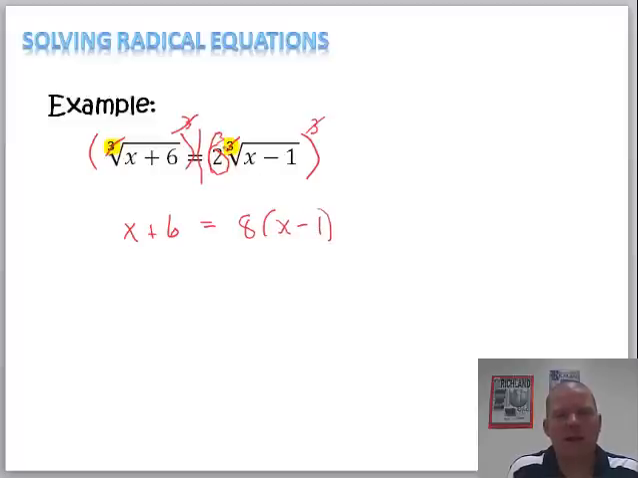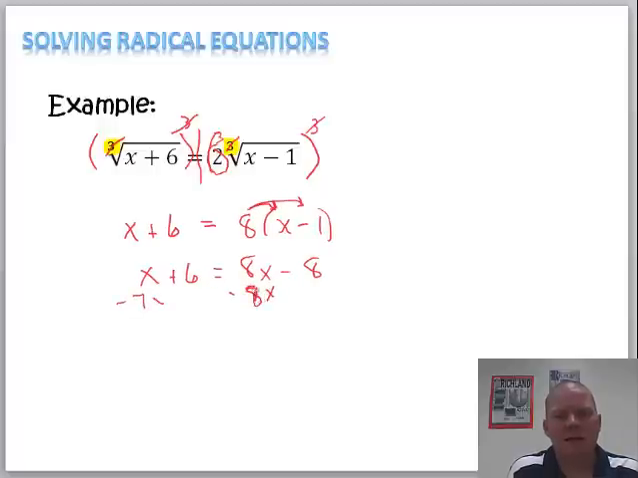So hopefully you see that I have to cube the 2, and then I have to cube the cube root of x minus 1. Then I'll just go ahead and solve this. I'll distribute and get 8x minus 8, and that's x plus 6 on the left. Now I'll solve this for x. I need to get my x's all on the same side. I'm going to move them to the left side.